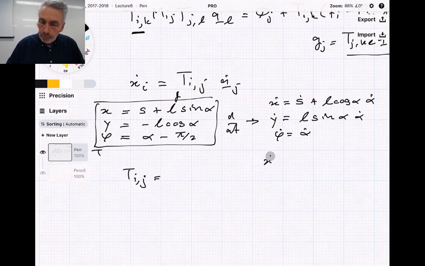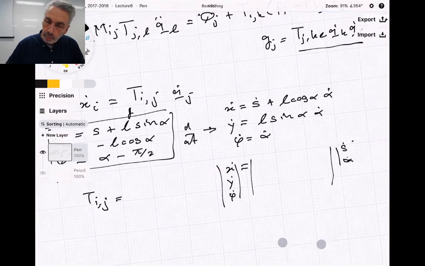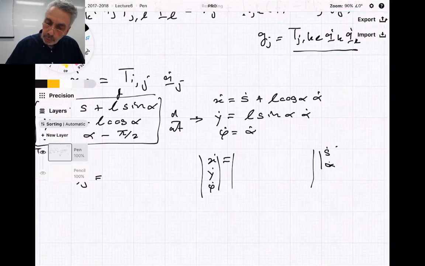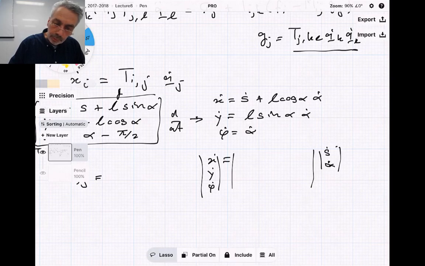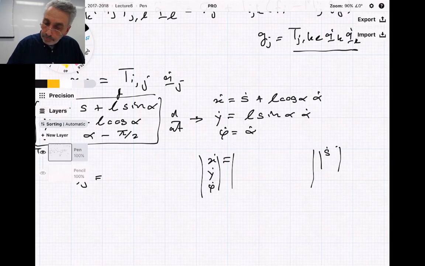So first let's rewrite this as a linear set of equations. Then we have a matrix, and on the right hand side we only have two velocities, s dot and alpha dot. Oops, that was not so good. It's ugly. Alpha dot, and then just pulling out terms here and putting them in the matrix.